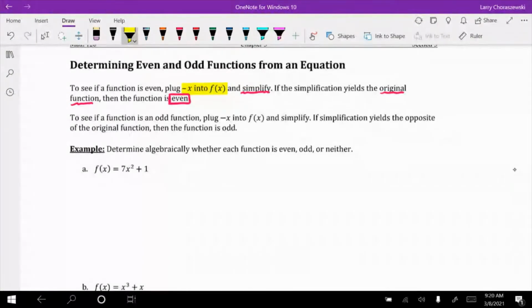To see if a function is odd, we again plug negative x into the function and simplify. And this time, if the simplification yields the opposite of the original function, then the function is odd.